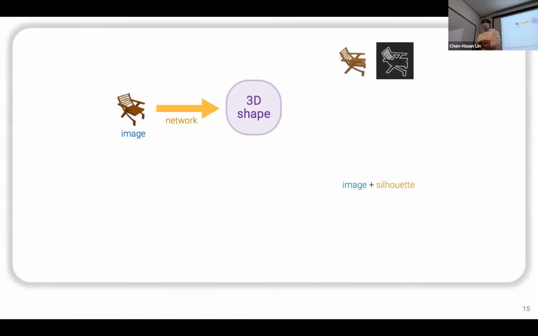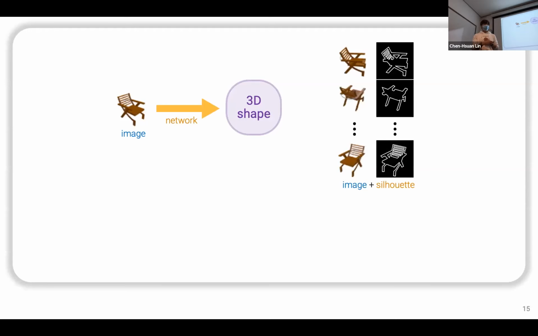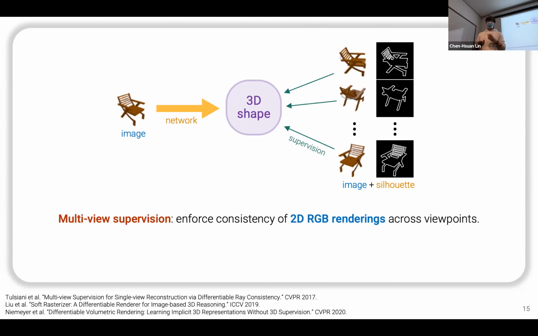Now, a very common setting for learning from these silhouette annotations is to assume that we have multi-view observations of a single object instance in the training set. This is commonly referred to as multi-view supervision, where given an object instance, we have multi-view observations as well as their silhouettes available during training, so that we can learn from these multi-view images and silhouettes to train the 3D prediction model.